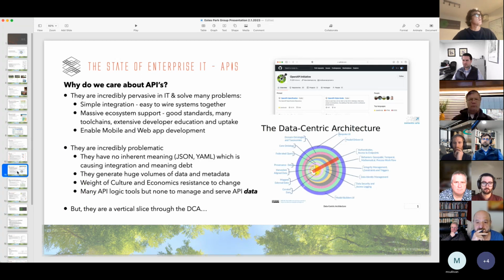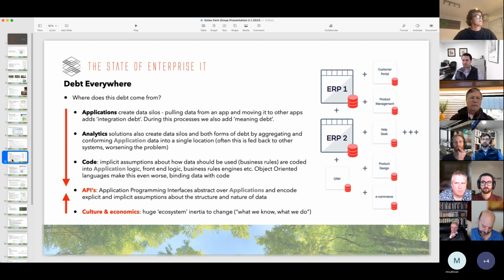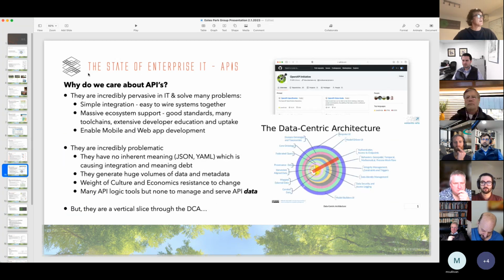So I mentioned APIs, and why do we really care about those? We care because they're incredibly pervasive in business IT and enterprise IT. They're pervasive because they do solve real problems. They're very easy to use for integration. There's this massive ecosystem support now. We've spent the better part of nearly 15 years building these things. There's a lot of good standards like the Open API initiative, a lot of tool chains, incredibly extensive education of developers and uptake. So from the point of view of the culture and economics, you really win with APIs.